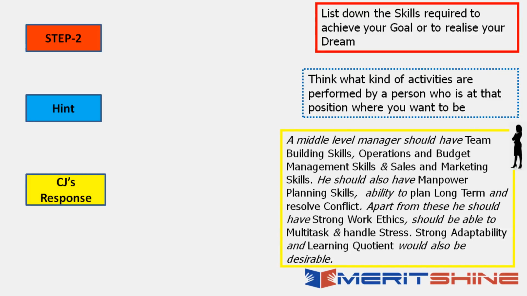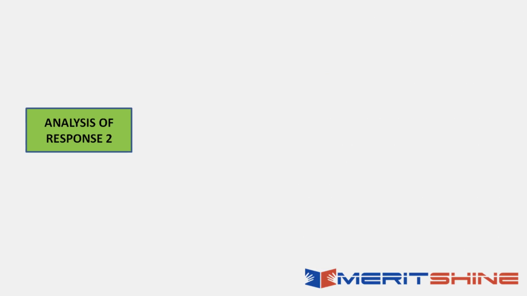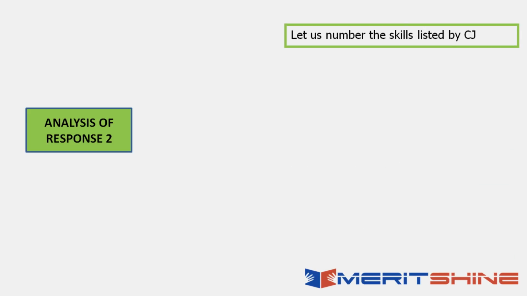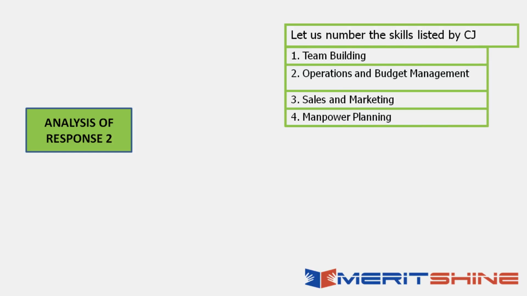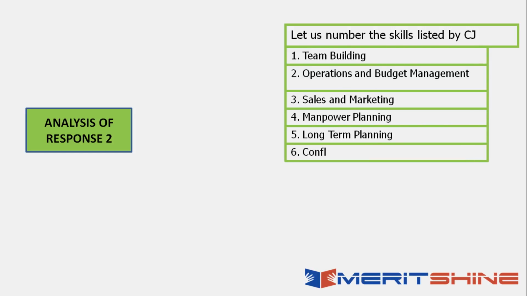Good, good. So, we will now analyze the response that CJ has given here. The analysis would be to list down all the skills that CJ has given point wise, right? So, let's number the skills listed by CJ. First, team building. Second, operations and budget management. Third, sales and marketing. Fourth, manpower planning. Fifth, long-term planning. Sixth, conflict resolution.